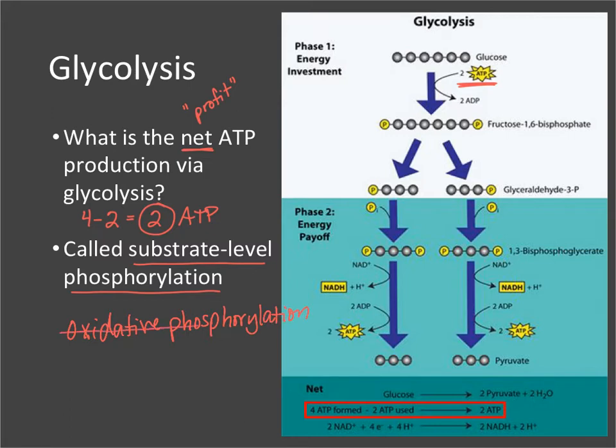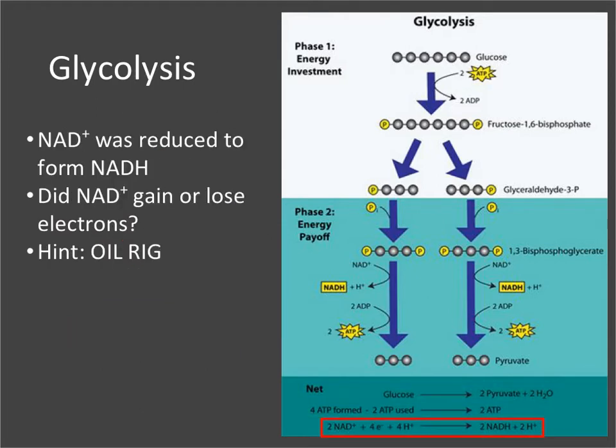All right, so this is not oxidative phosphorylation. This is called substrate level phosphorylation. So we talked about how during glycolysis we made some NADH. And so NAD plus was reduced to form NADH. And remember, we drew those two little dots on NADH to remind us that it had picked up some electrons along the way. So did NAD plus gain or lose electrons?